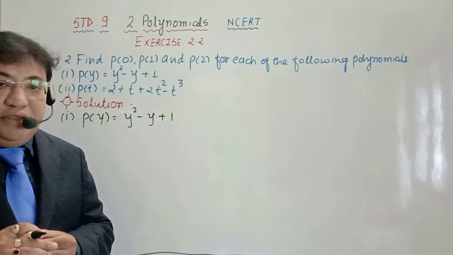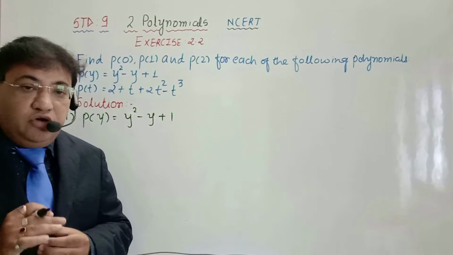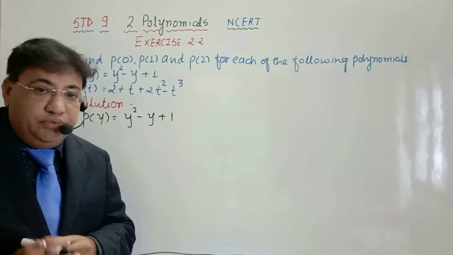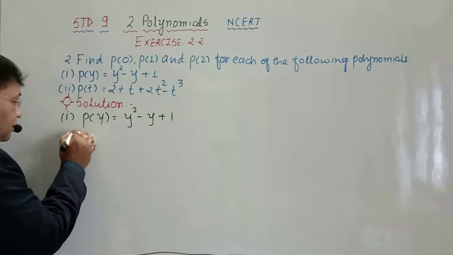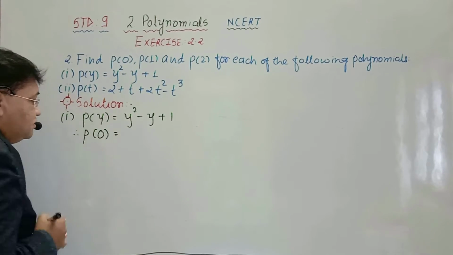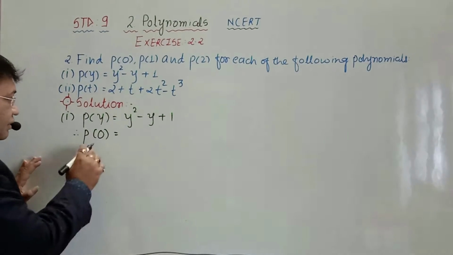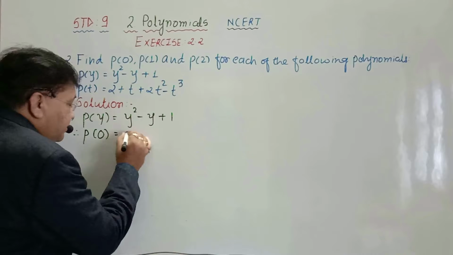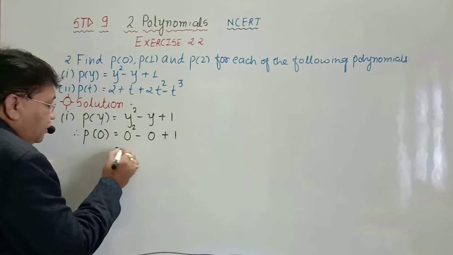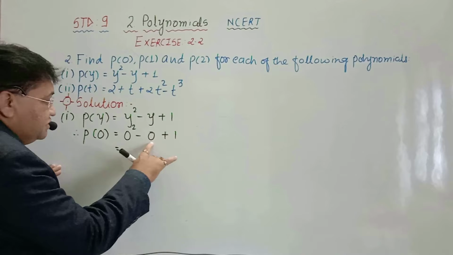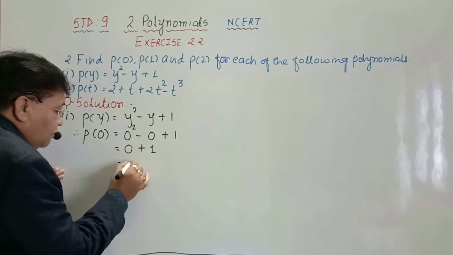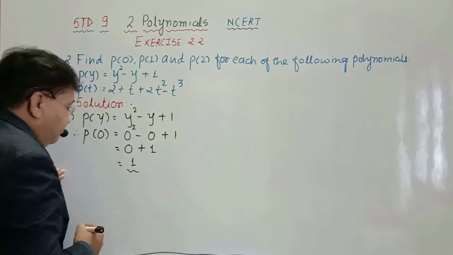So first we find the value of P0. For this, in place of y we write 0. In the RHS we write 0 square minus 0 plus 1. 0 square minus 0 is 0, plus 1. So our answer is 1.